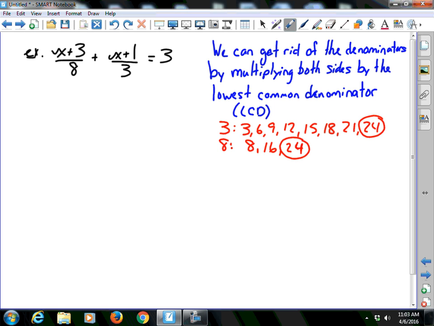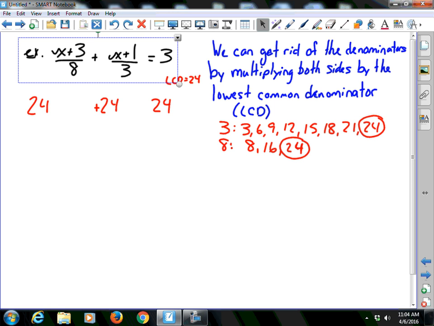Now, you might be saying to yourself, well, I could just go 3 times 8 and that'll always work. We'll have a common denominator. Yes, you will always have a common denominator if you take all the denominators and multiply them all together. The problem is that that may not always be the lowest common denominator. In this case it was, but don't always rely on multiplying by denominators. So since the LCD is 24, I'm going to multiply every term by 24.